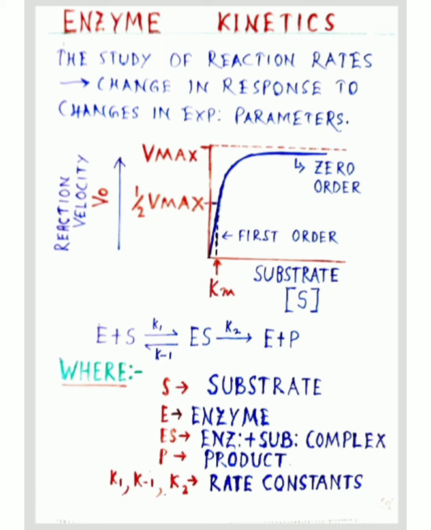Enzymes lower this energy barrier by forming the enzyme substrate complex as an intermediate in the reaction. This intermediate formation is reversible and occurs by weak non-covalent interaction. It is essential for formation of product. E plus S equal to ES equal to E plus P.